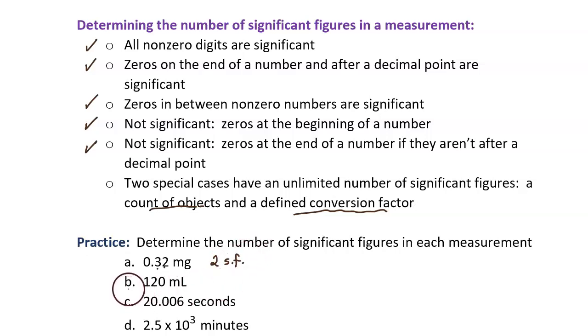Now question B. How many significant figures are in the number 120 milliliters? This has 2 significant figures. This 0 is at the end of the number, and it is not after a decimal point. Question C. How many significant figures does this number have? This has 5 significant figures. All non-zero numbers are significant, and zeros that come between non-zero numbers are also significant.